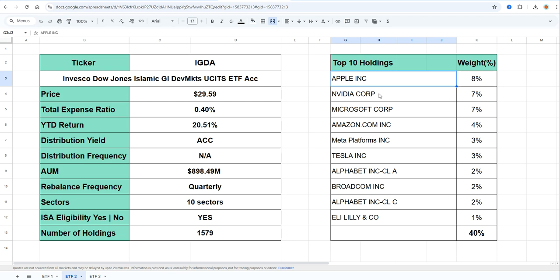And the companies include Apple, Nvidia, Microsoft, Amazon, Meta, Tesla, Alphabet. Now you might be thinking, how is this Shariah compliant? Remember, they will take this entire 1,579, and apply the Shariah compliant standards that they're looking for, the 5%, the 33%.